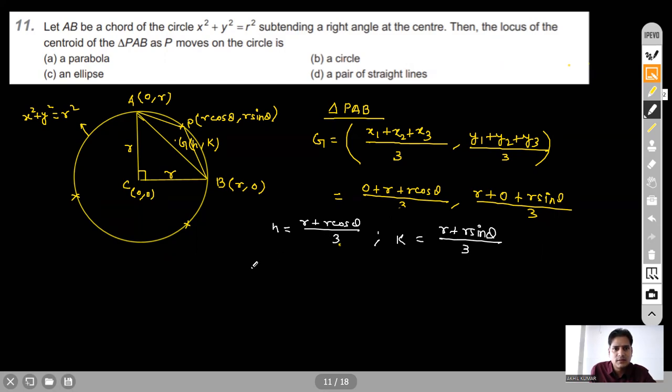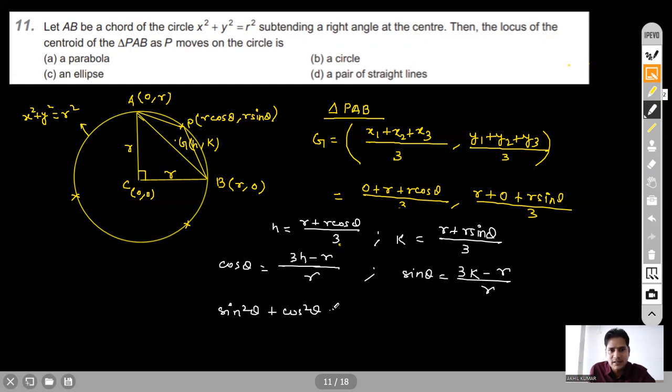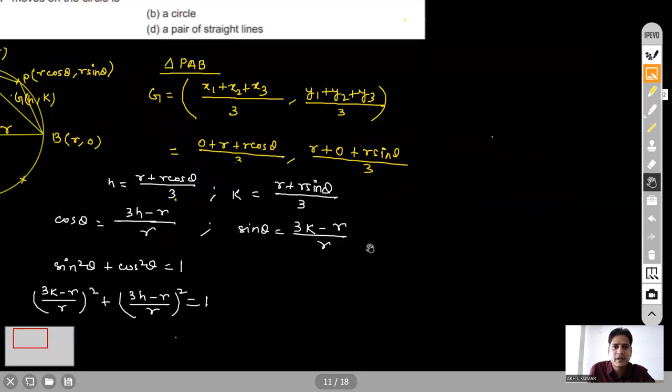From here, we can find the value of cos theta. Cos theta can be written as (3h minus r) upon r. And similarly, we can write sin theta as (3k minus r) upon r. Okay. And we know the trigonometric identity, sin square theta plus cos square theta is equal to 1. Now, in place of sin square theta, we can write ((3k minus r) upon r) whole square, plus cos square theta can be written as ((3h minus r) upon r) whole square, is equal to 1.